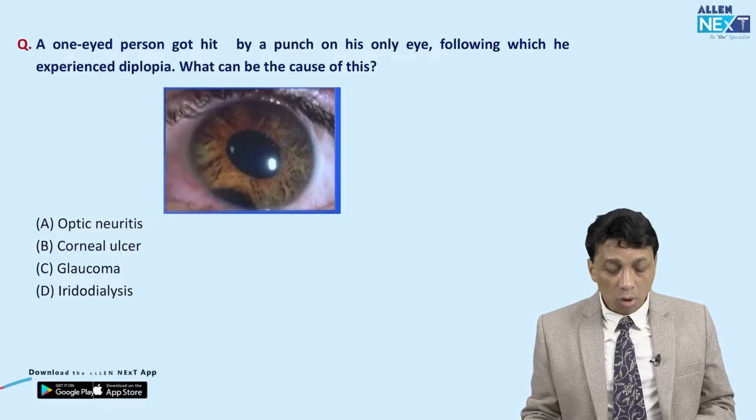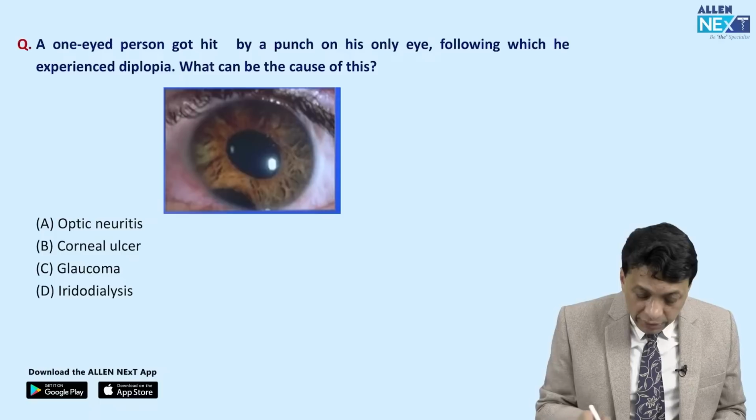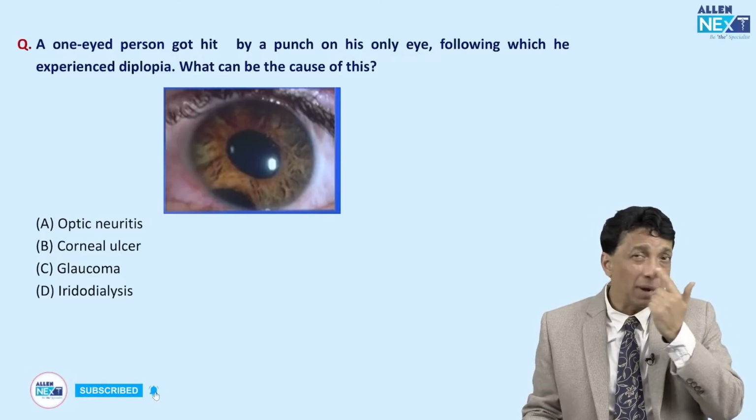A one-eyed person got hit by a punch on the only eye. Dear me, that's really sad. Following which he experienced diplopia. What can the cause of this be? Remember, so it's not binocular diplopia.